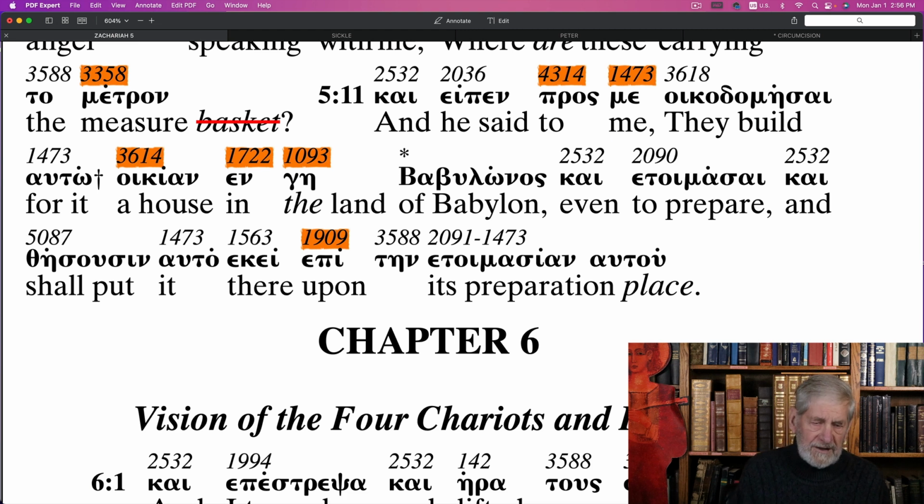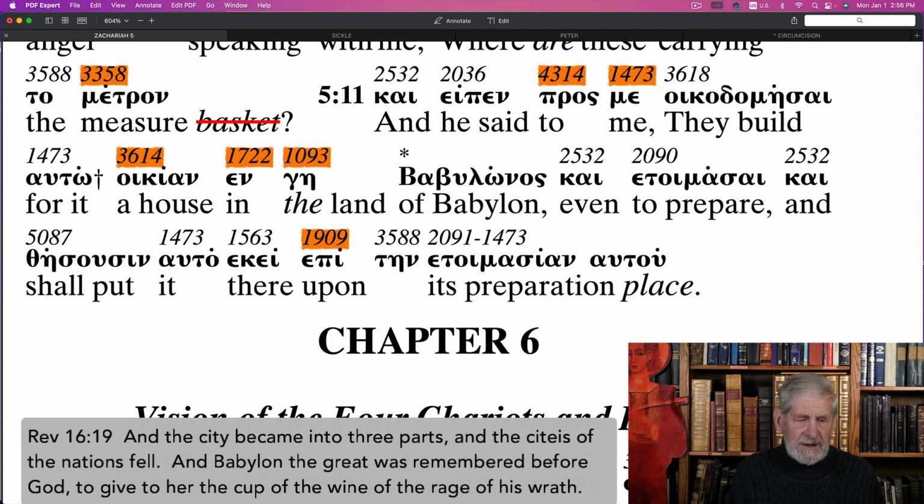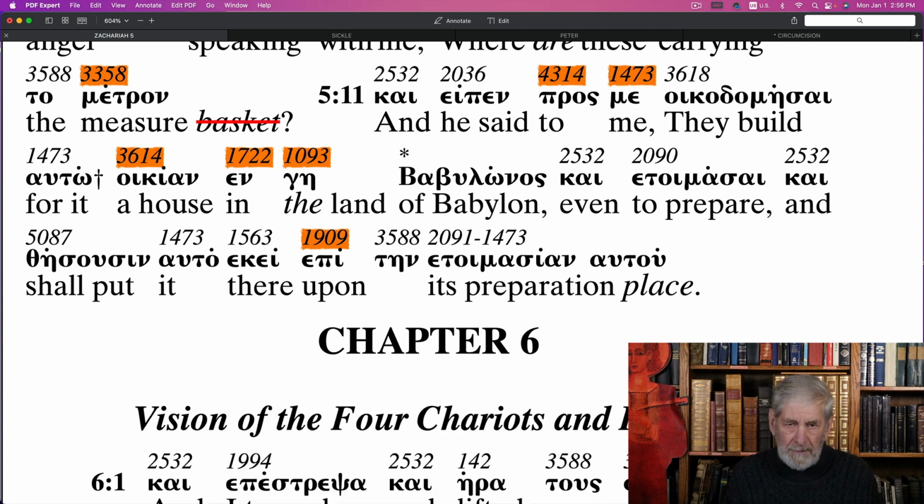Revelation 16:19 goes further. "And the city became into three parts, and the cities of the nations fell. And Babylon the Great was remembered before God to give to her the cup of the wine of the rage of his wrath." Well, it couldn't have been the Babylon that was in Mesopotamia, because that was destroyed. It fell. So it had to be some city. To me, it can only be Jerusalem.